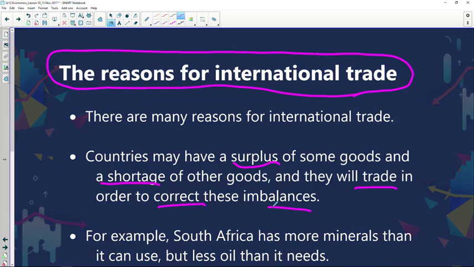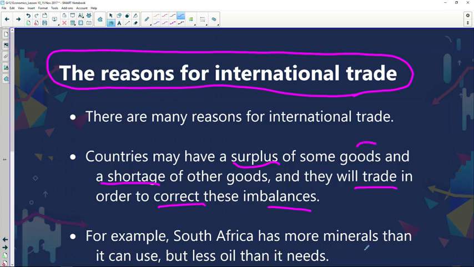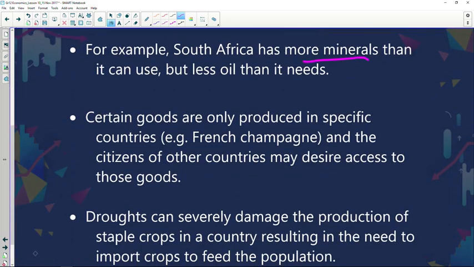Okay, so that's the first point that I wanted us to discuss there. And then I've given you an example here as well. I said, for example, South Africa has more minerals than it can use, but less oil than it needs. So our minerals will be our surplus, but we do have a shortage as well, and therefore we need to trade with other countries because we need oil from other countries. So there's an example just to tie up with the first point that we've made.